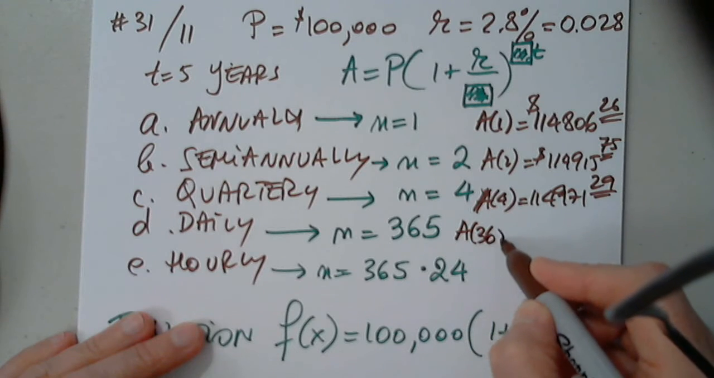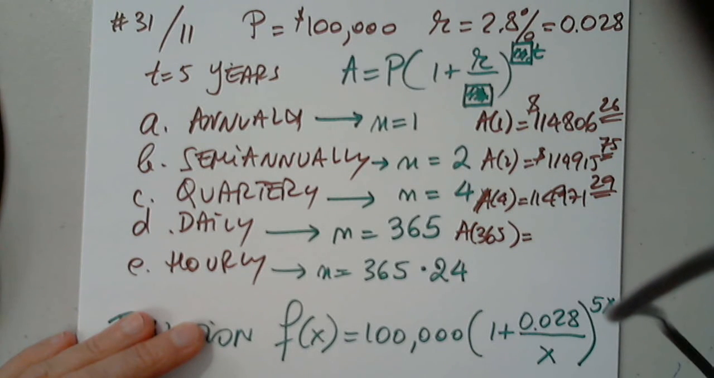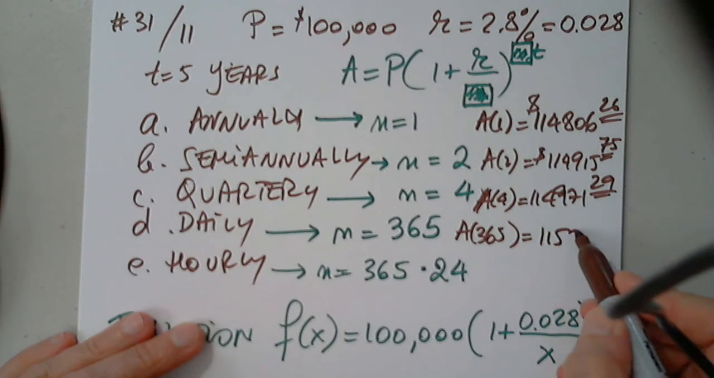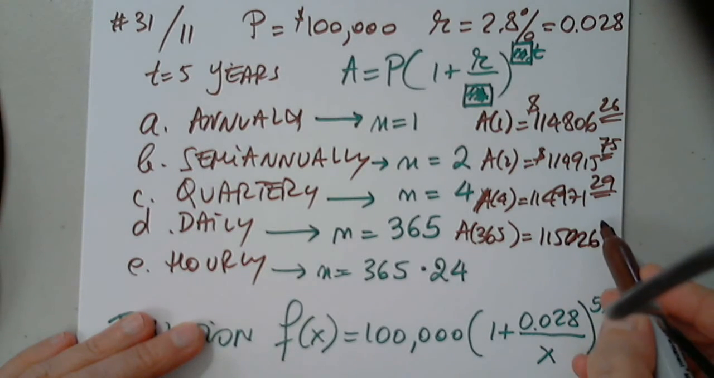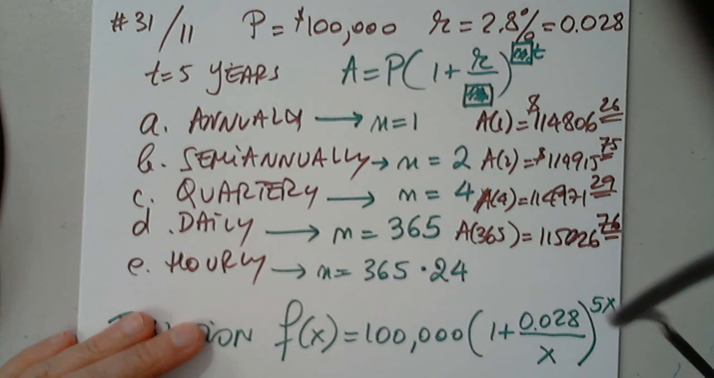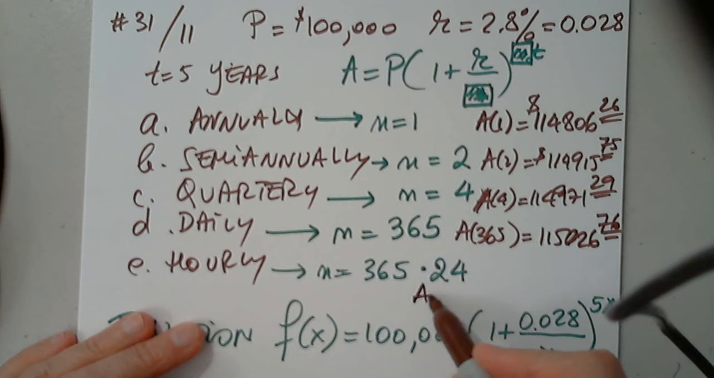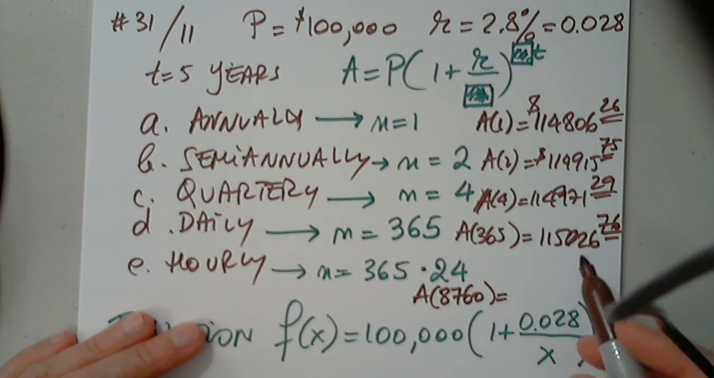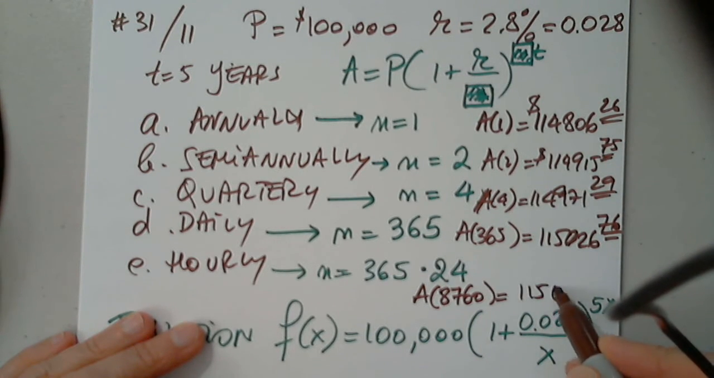A of 365. Scroll down. 115,026.76. And the last one, so this is A of 8,760. So this is 115,027.35.